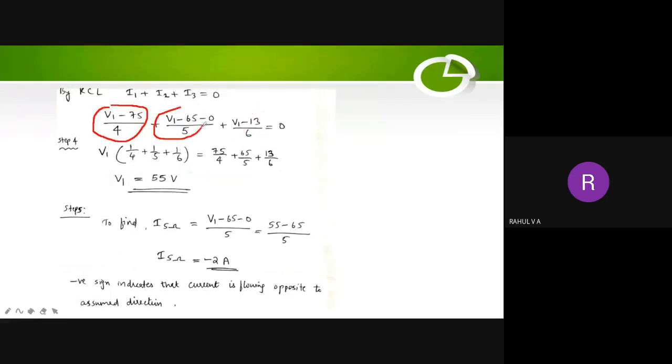So then you take the terms which have V1 to one side and the term which doesn't have V1 to the opposite side, then substitute in calculator, you will be getting the value of V1 directly. Directly you can type this equation into calculator and find out what that is. Or V1 is equal to this term divided by 1 by 4 plus 1 by 5 plus 1 by 6. You can find out and calculate.